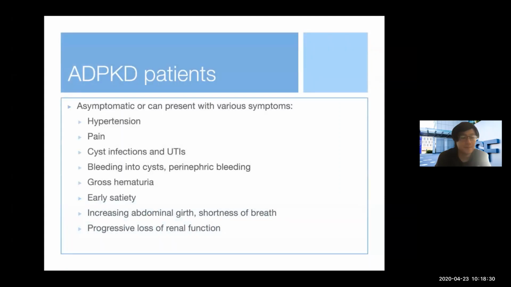So these patients can present with a variety of symptoms. Many of them will have hypertension or pain. They can present with cyst infections and sepsis and urinary tract infections. Sometimes they'll bleed into cysts, which can cause acute pain, or they'll have perinephric bleeding or gross hematuria, which is relatively common. Less severe symptoms, some of them will have early satiety and difficulty eating, and increased abdominal girth or shortness of breath. And of course, they can have a progressive loss of renal function over time and end up on dialysis or require transplantation.